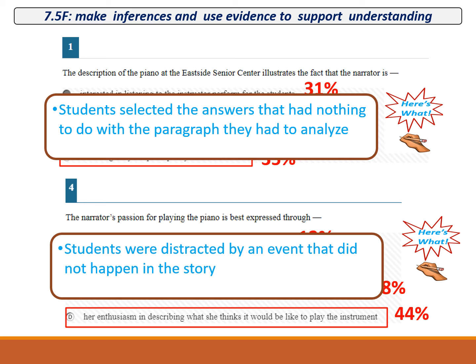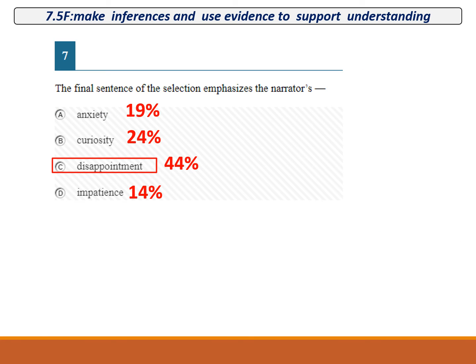Let's move on to question 7. This next question, question 7, is still from the fiction selection. It reads, the final sentence of the selection emphasizes the narrator's... 44% of students got the answer correct. 24% were distracted by B, 19% by A, and 14% by D.